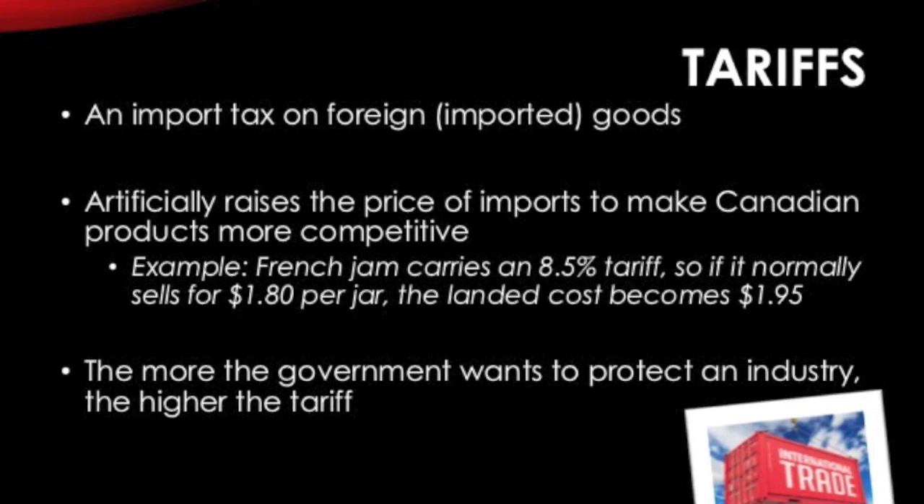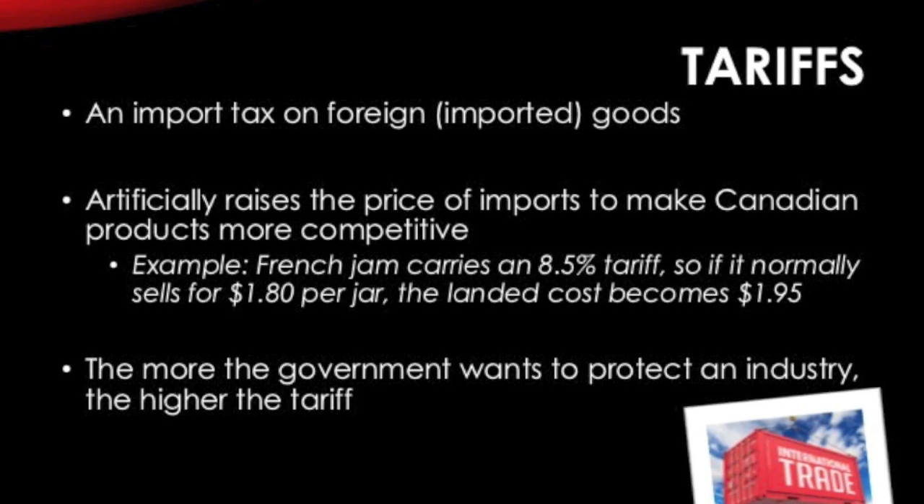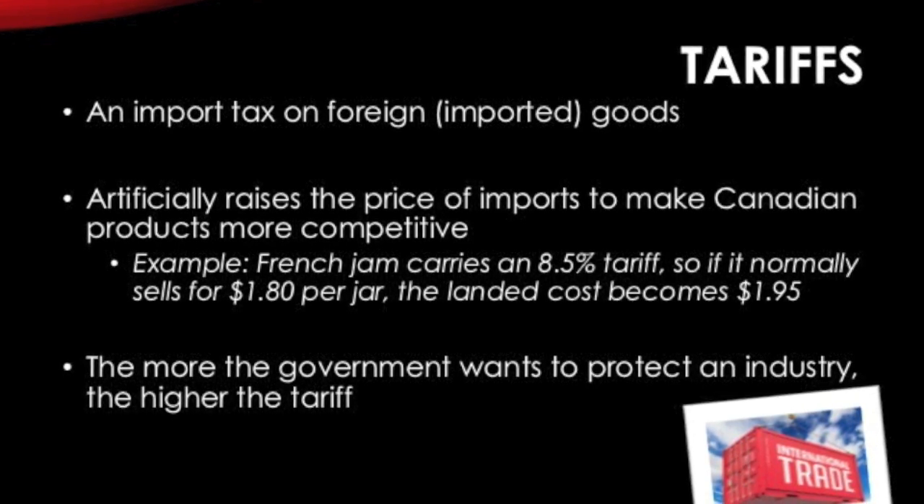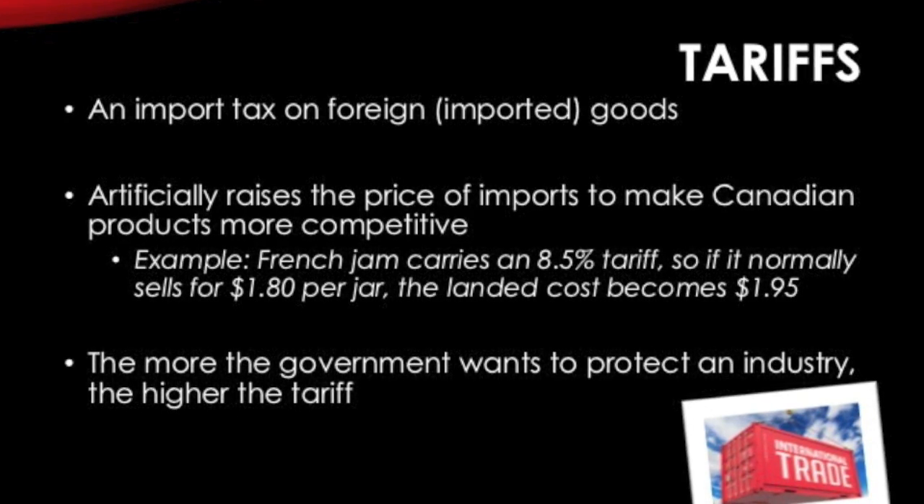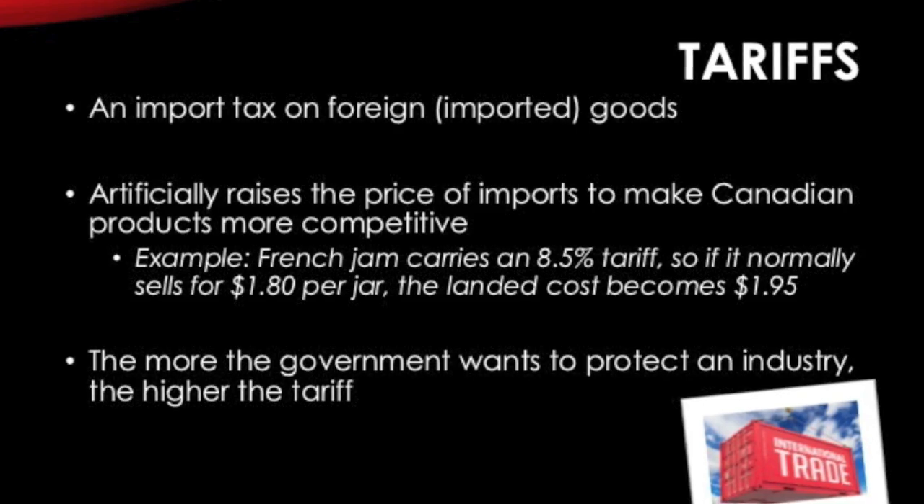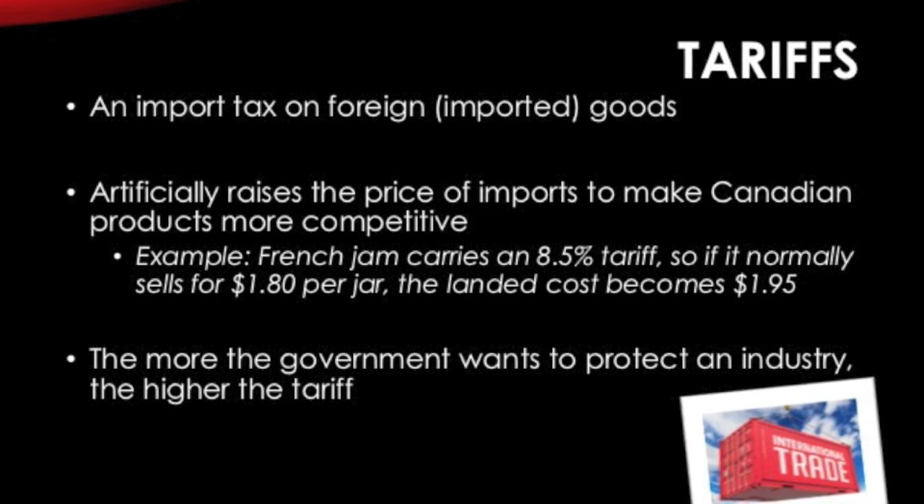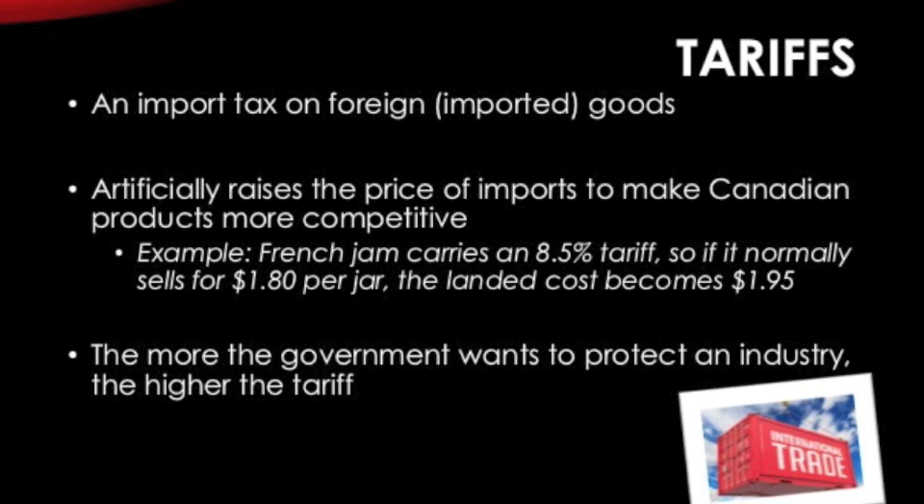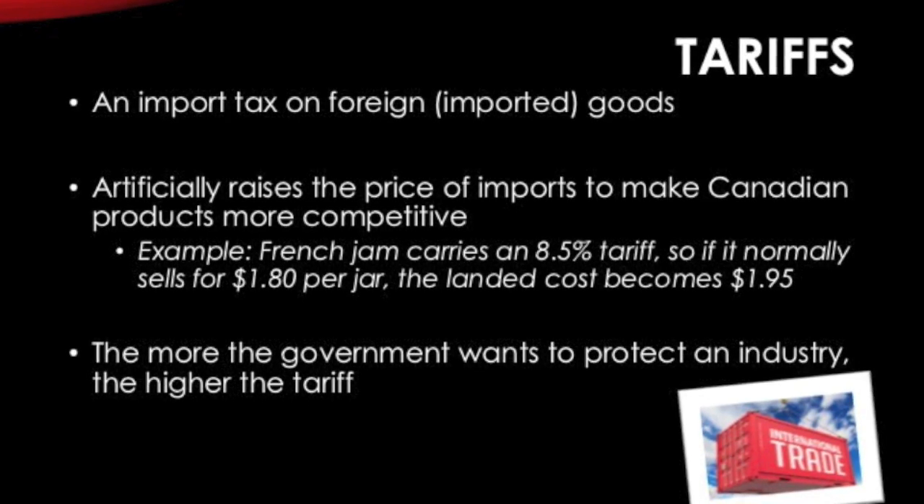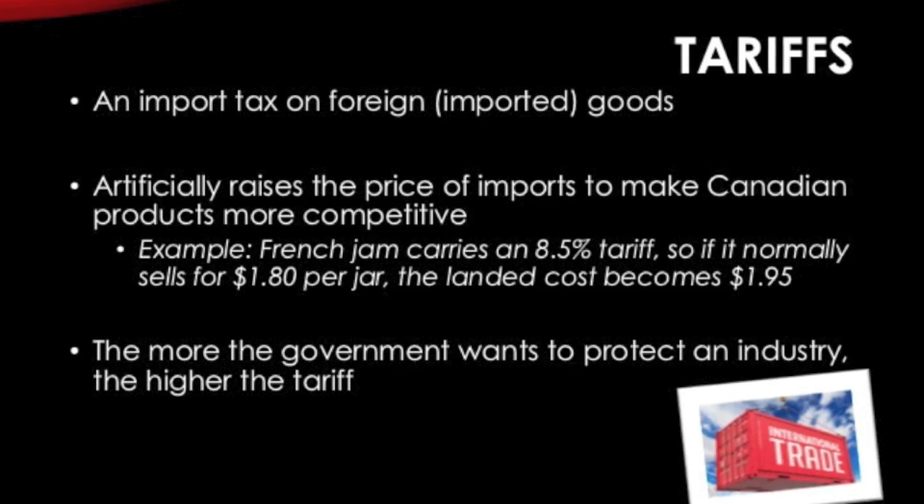For example, if a French jam that comes from France carries an 8.5% tariff, if it normally sells for $1.80 per jar, the landed cost and price becomes $1.95, which is more expensive than some of the other Canadian products. The more the government wants to protect an industry, the higher the tariff they'll put on the products in that industry.